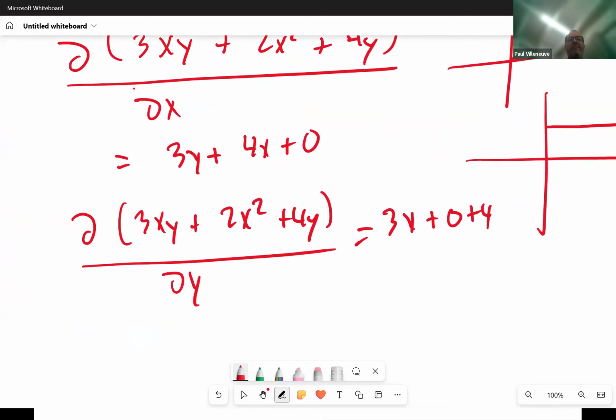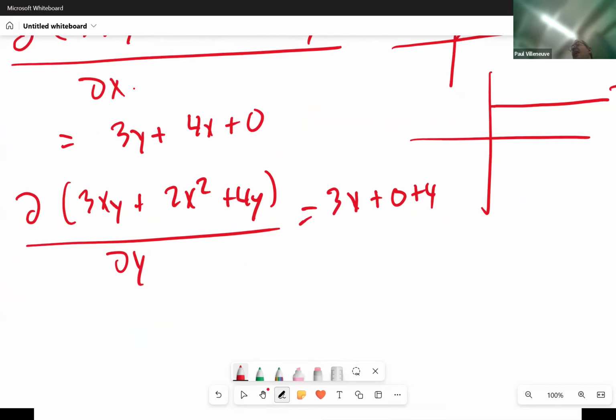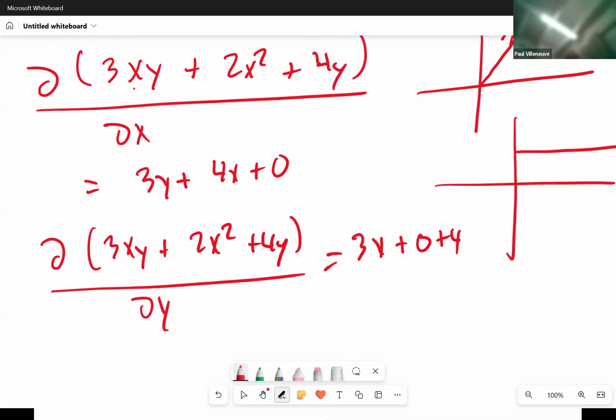Over here, 2x squared, what is the slope of that? It doesn't have any slope with regard to y. It's not multiplying y, so it doesn't have any impact. It's not that it's changing anything. It's just the fact that it doesn't multiply x. And so as I vary x in that first case, it doesn't change anything. So over here, it's 3y.